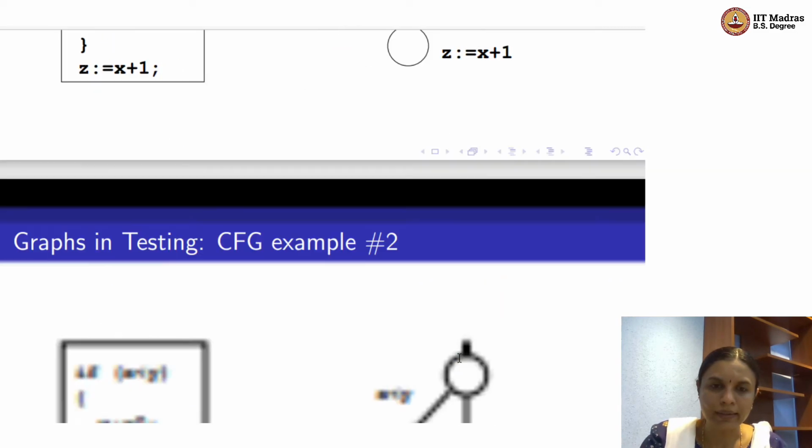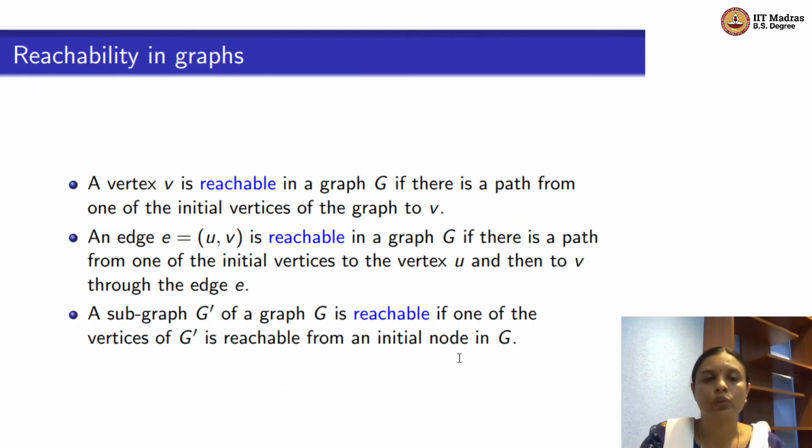So, let me go back to the slide on reachability. Yeah, so we say a vertex v is reachable in a graph if there is a path from one of the initial vertices of the graph to v. This initial vertex is just an extra condition. You can say that a vertex v is reachable from a vertex u, that is also fine. So, just as we talk about reachability of vertices, we can also talk about reachability of edges. So, we say an edge is reachable in a graph if there is a path from one of the initial vertices to the vertex u and then to v. The edge connects u to v.